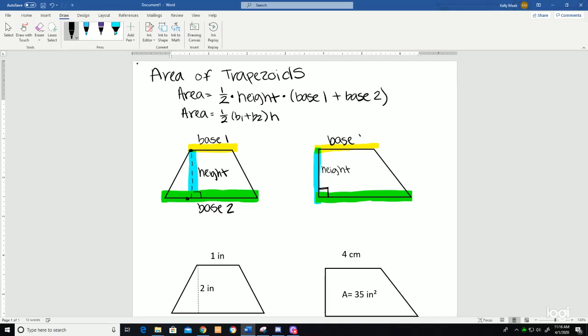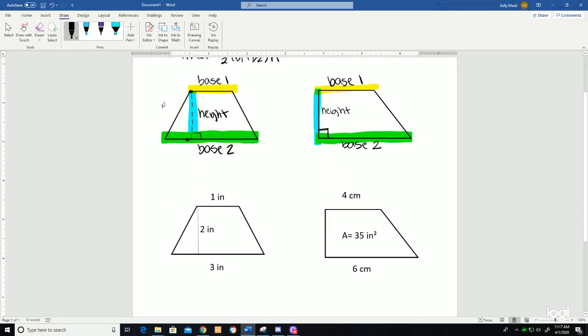So I just wanted to go through labeling this guy as well, because sometimes you run into a right trapezoid and they're kind of weird looking, so I wanted you to be able to handle that. Alright, now that we know all the different pieces, let's go ahead and start solving this. Let's start using our formula.